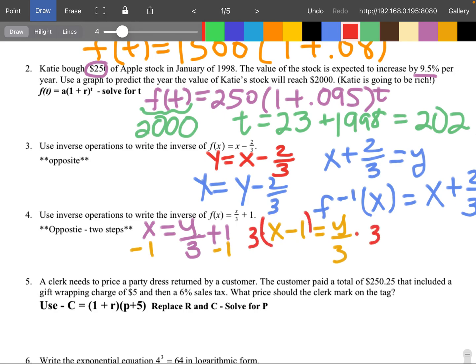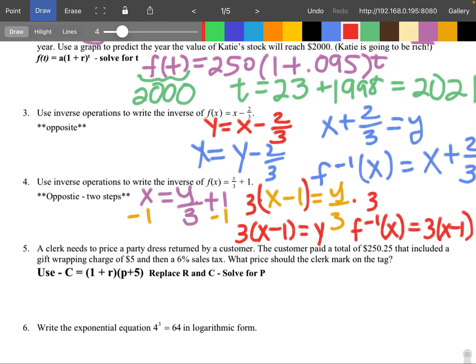And remember, you're multiplying both things on the left by 3, so you should have parentheses there. So now it's going to be 3 times (x minus 1) equals y. And then again, we replace y with f of negative 1. So it's going to be f of negative 1 equals 3 times (x minus 1). And you could distribute that x, but you don't have to.